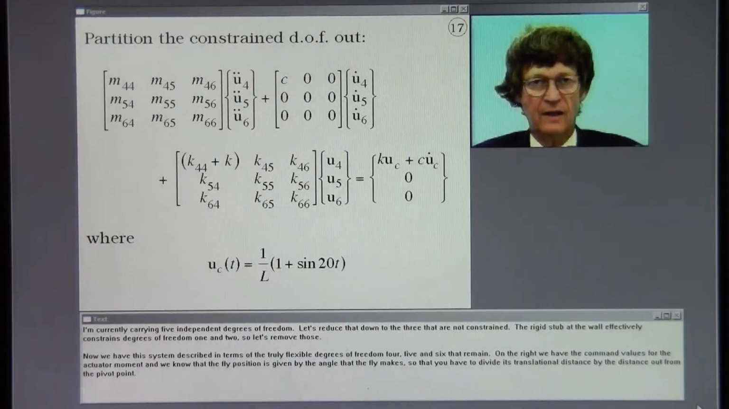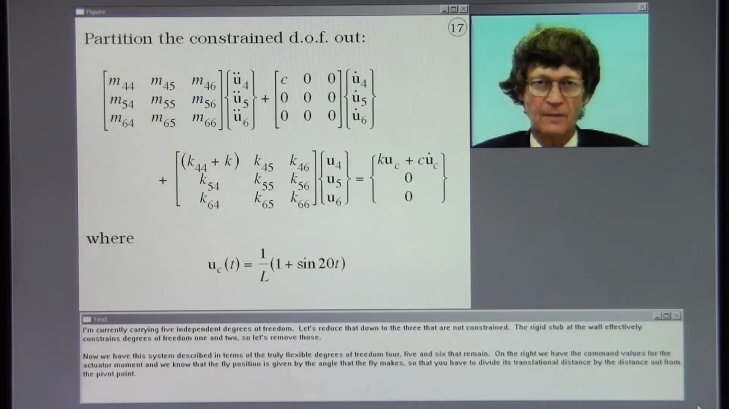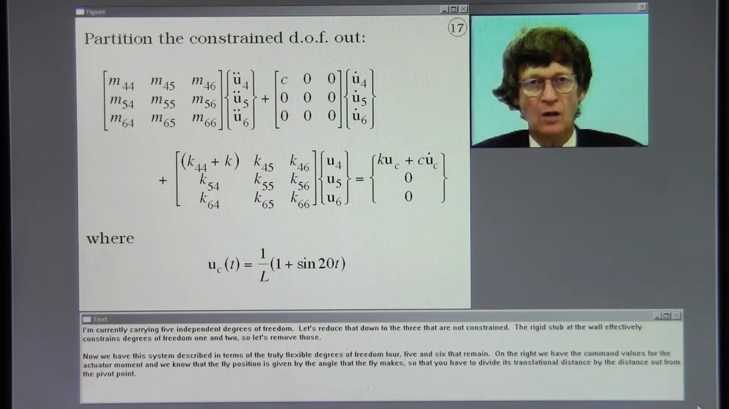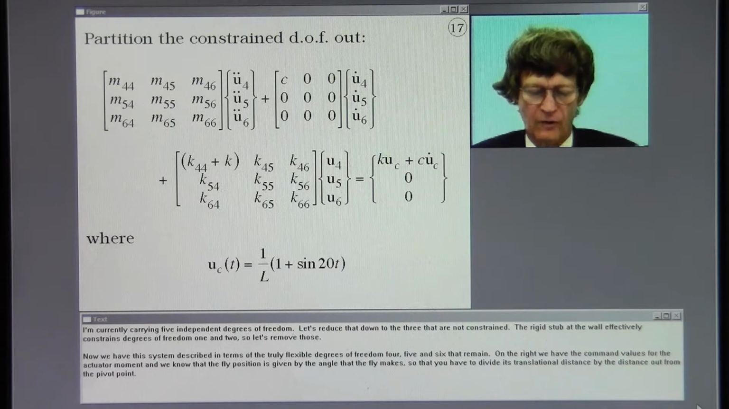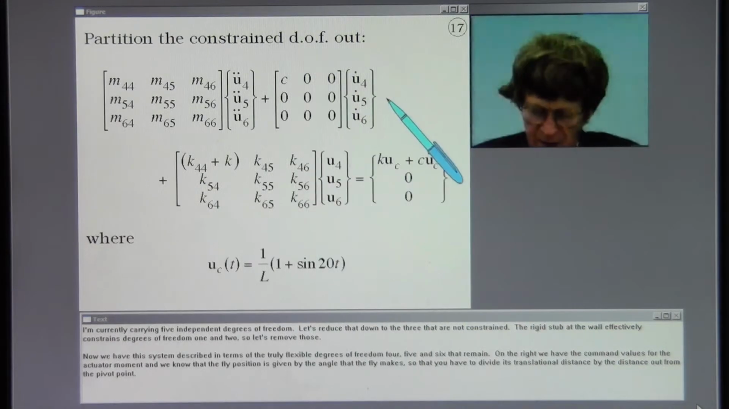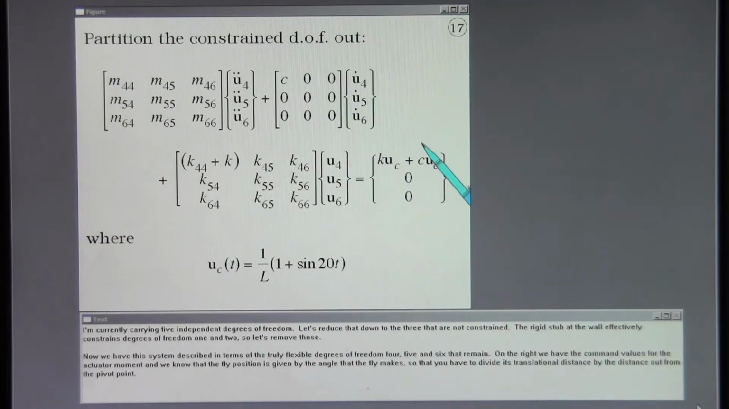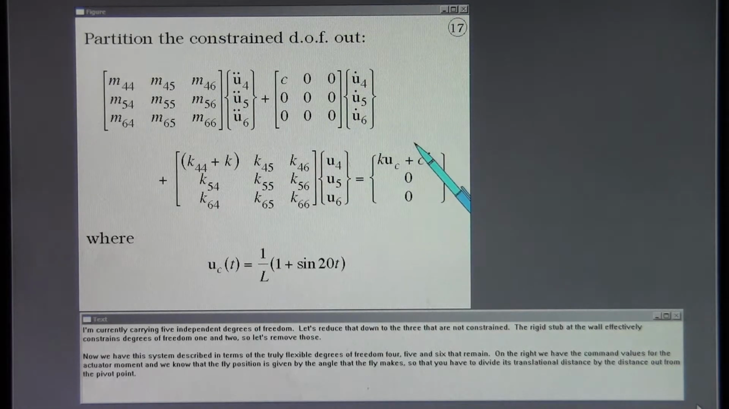I'm currently carrying 5 independent degrees of freedom. Let's reduce that down to the 3 that are not constrained. The rigid stub at the wall effectively constrains degrees of freedom 1 and 2, so let's remove those. Now we have the system described in terms of the truly flexible degrees of freedom 4, 5, and 6 that remain.